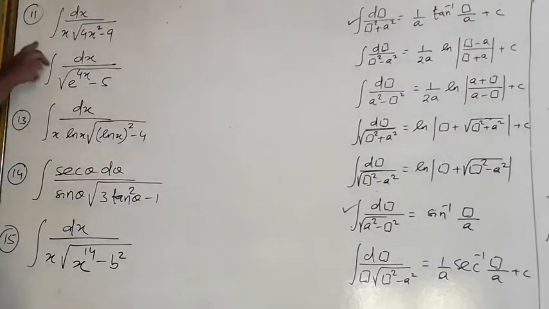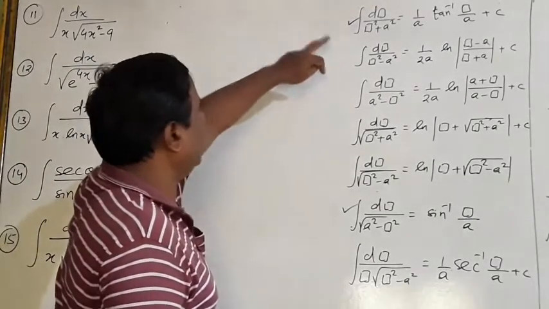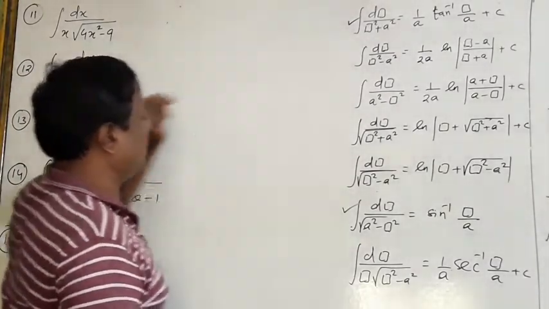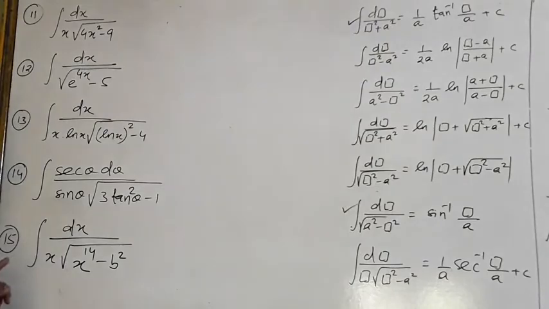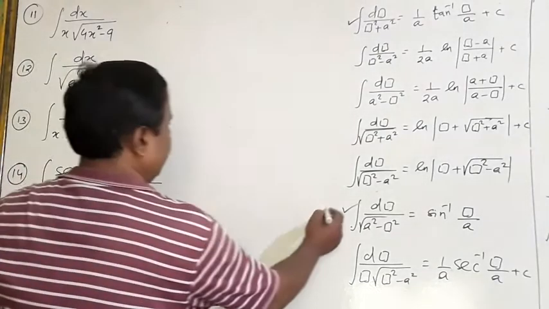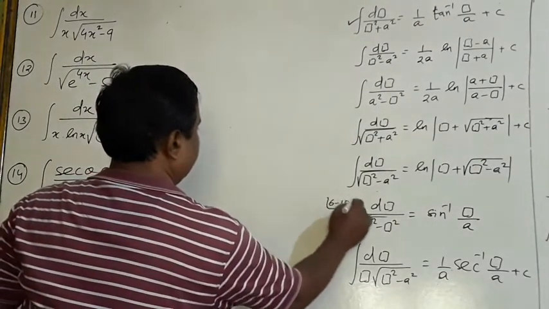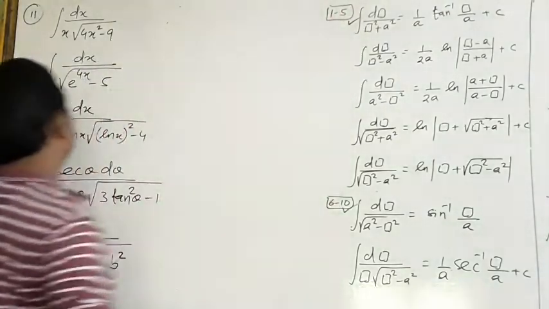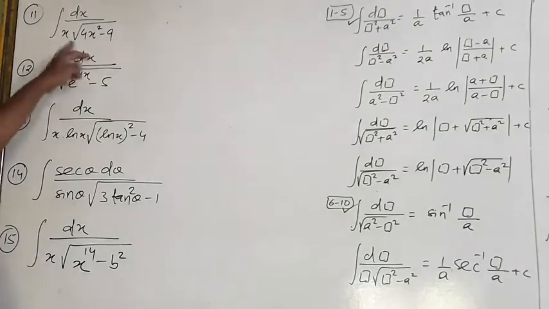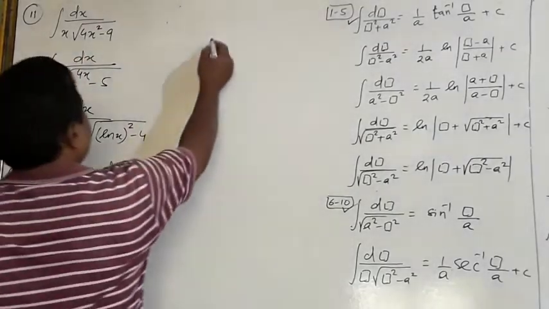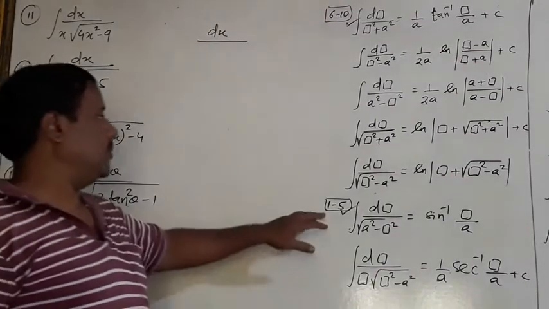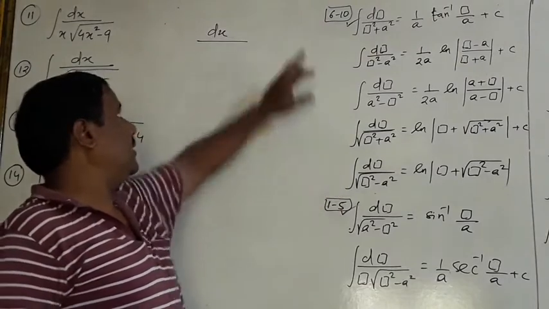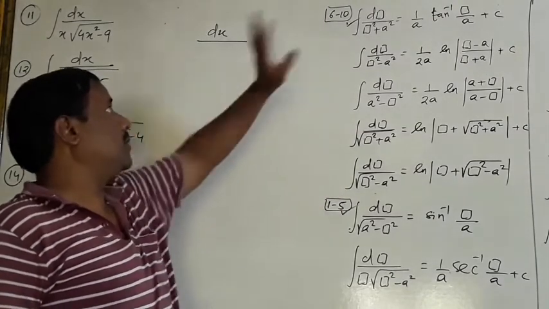Look at this. Already 2 formulas are gone. 5 problems from there, 5 problems from there. 1 to 5 and 6 to 10. Here 6 to 10. Here 1 to 5. Now look at which formula will be applicable in this place. It is dx. This formula for 1 to 5 and problem number 6 to 10, that formula is applied.